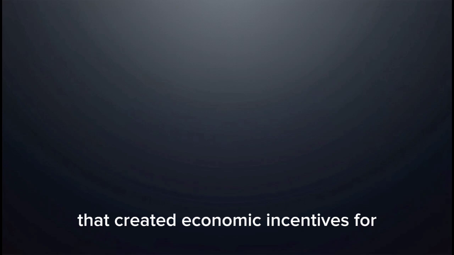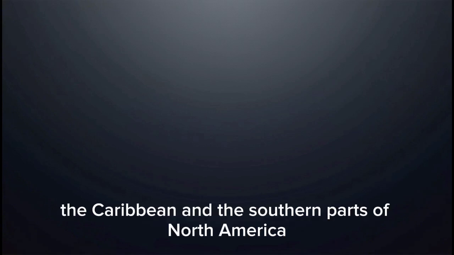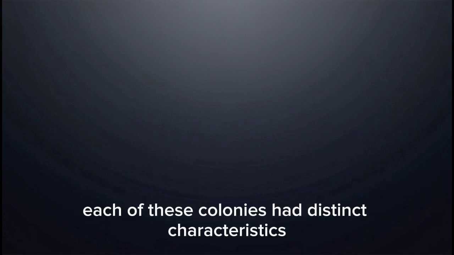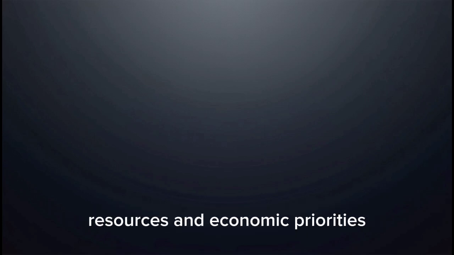The success of Jamestown was driven by the cultivation of tobacco, a highly profitable cash crop that created economic incentives for continued colonization. Other colonies soon followed, including settlements in New England, the Caribbean, and the southern parts of North America. Each of these colonies had distinct characteristics, reflecting regional differences in climate, resources, and economic priorities.